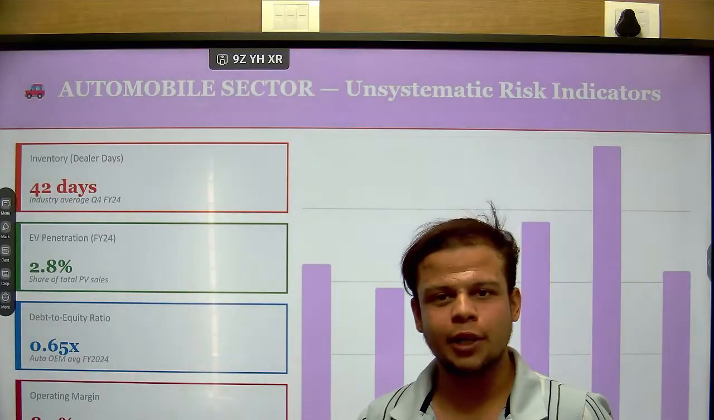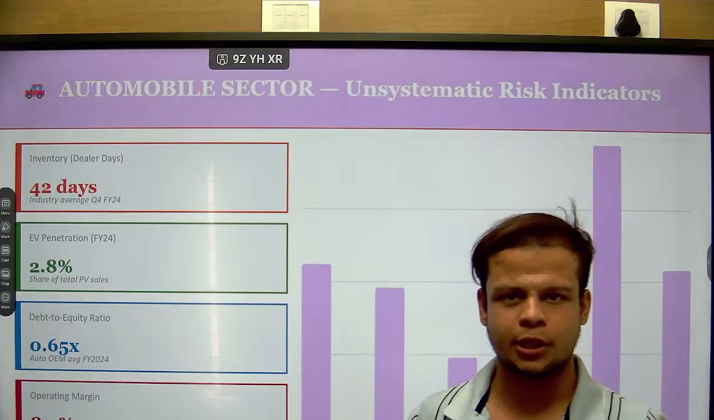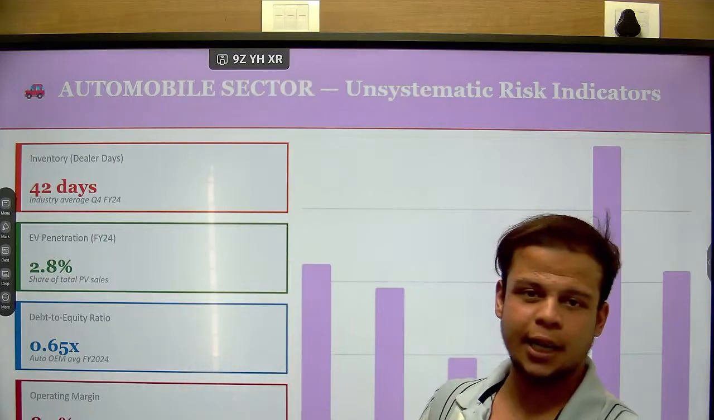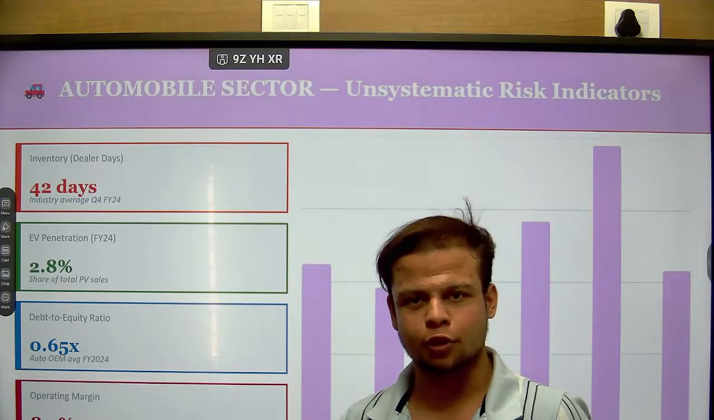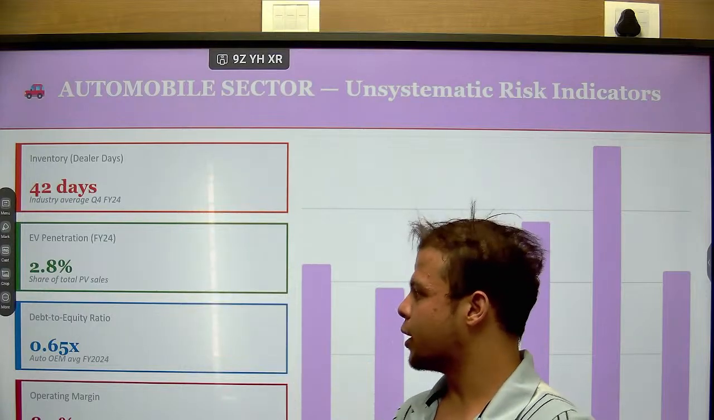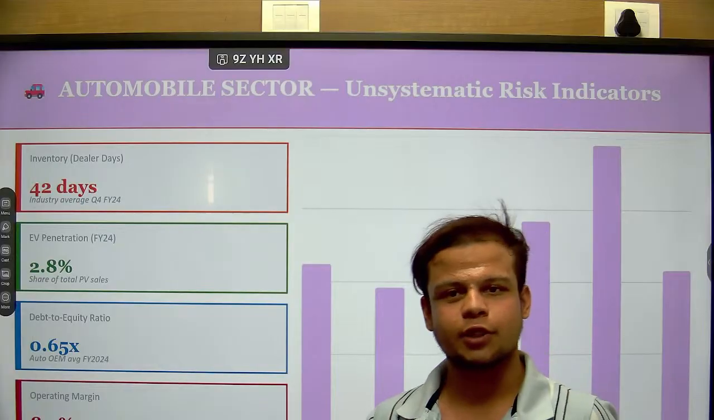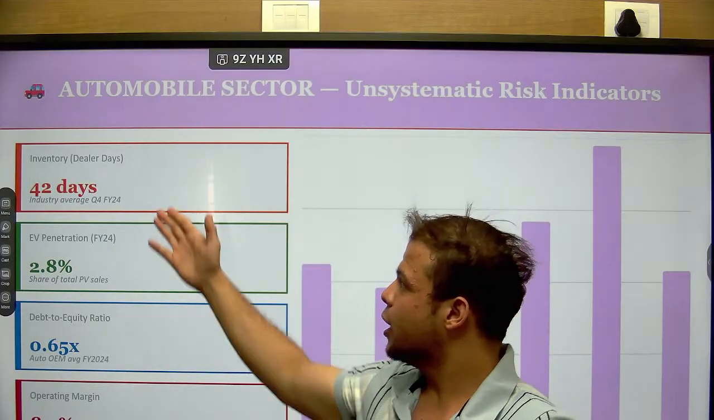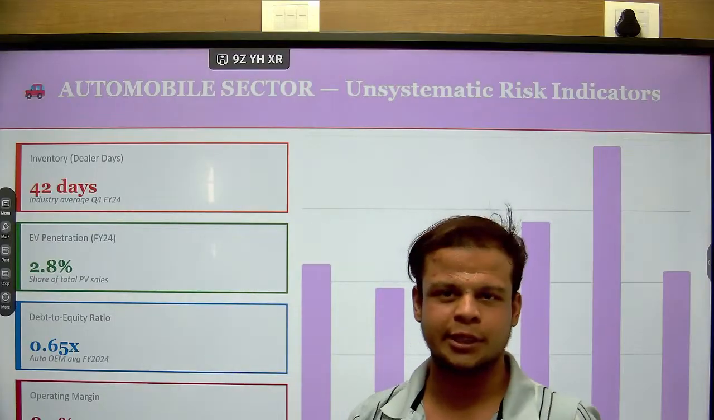Automobile is one of the major sectors which gives a great contribution towards our economy. It's the second largest sector which gives a good contribution towards our economy and growth. So inventory, EV penetration, debt to equity ratio, and operating margin are some of the major indicators. Inventory, as I said earlier, is an indicator we have seen in the FMCG sector as well.